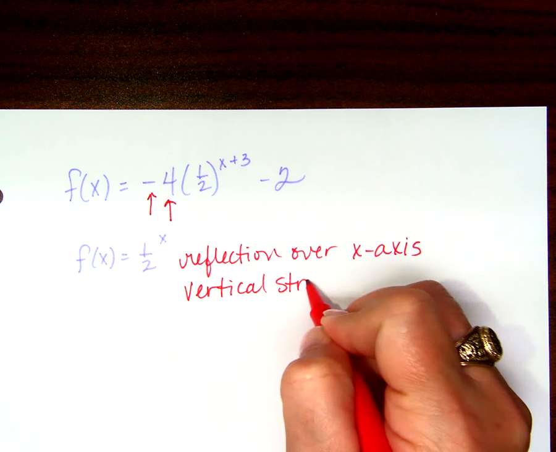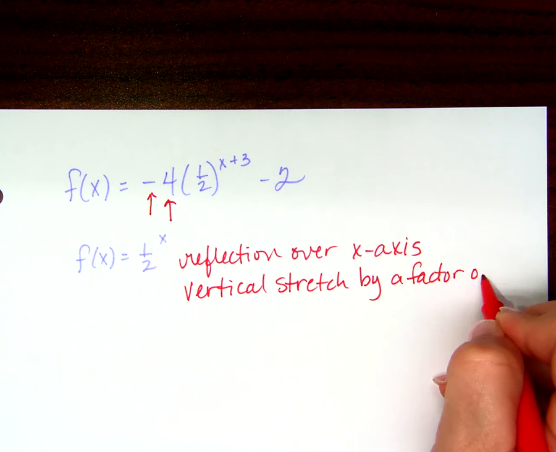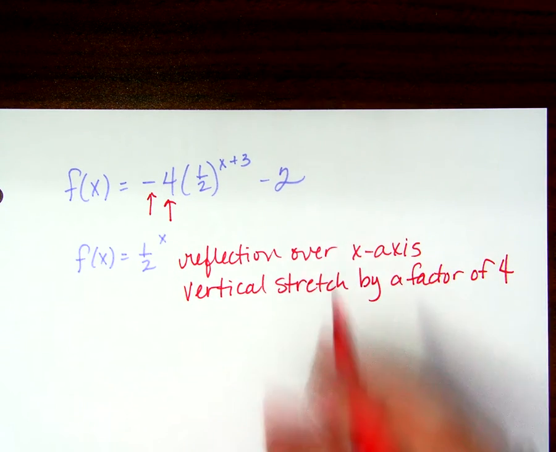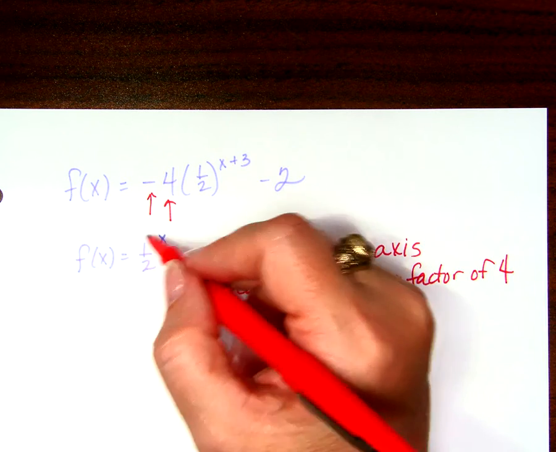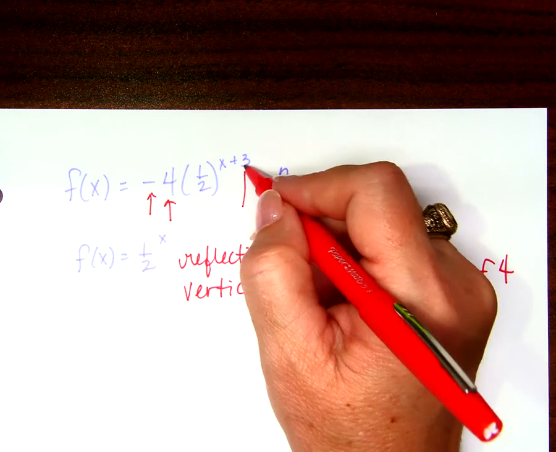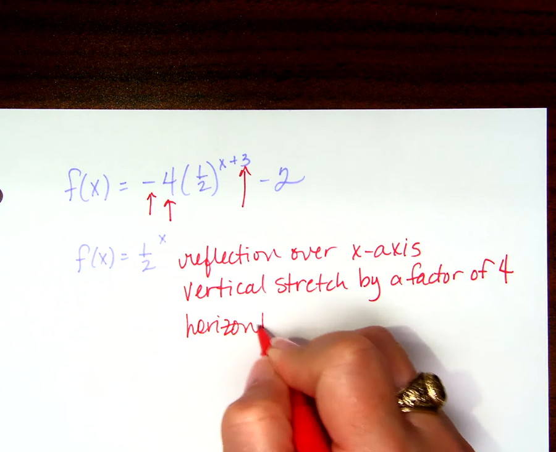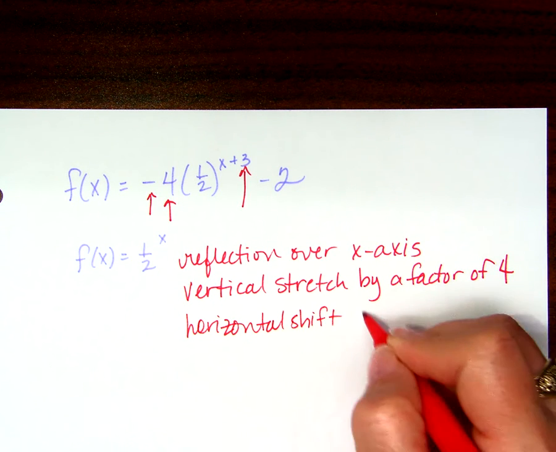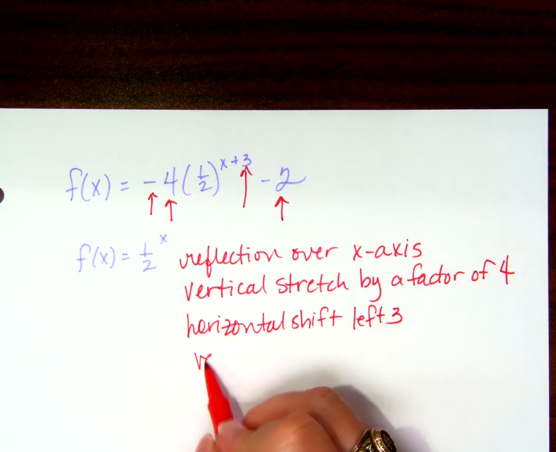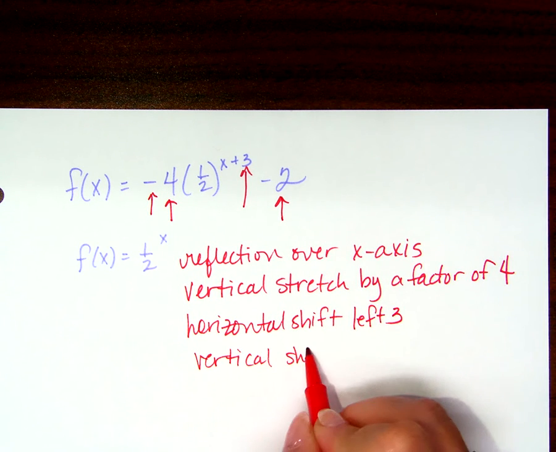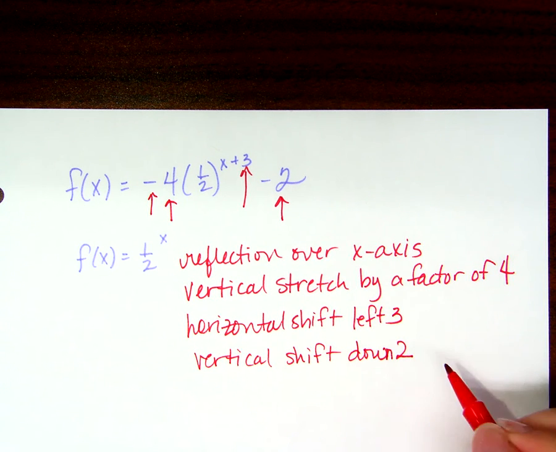What's that say? Vertical stretch by a factor of 4. What does the 1/2 say? Nothing. That's the shape, right? That's its basic shape. What's that say? Horizontal shift, left 3. And what does that say? Vertical shift, down 2. Oh, down 2.